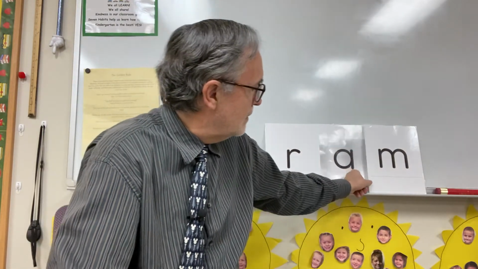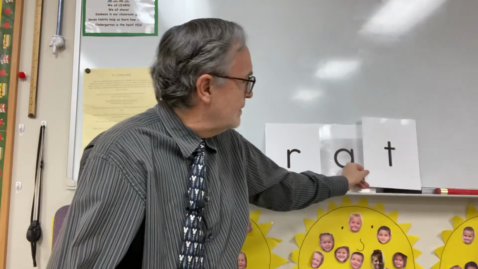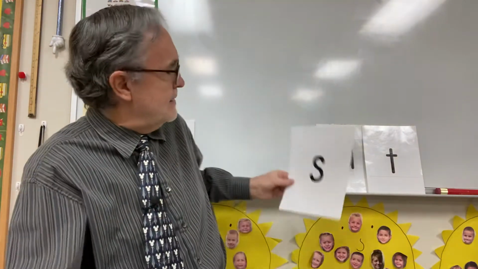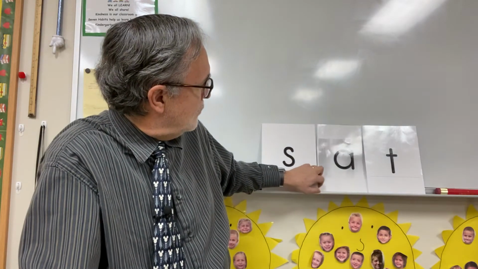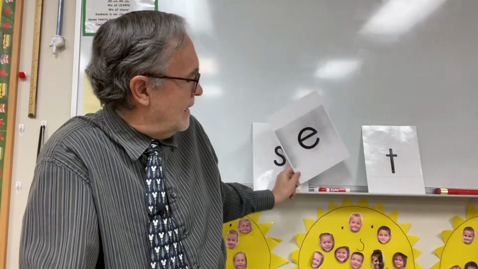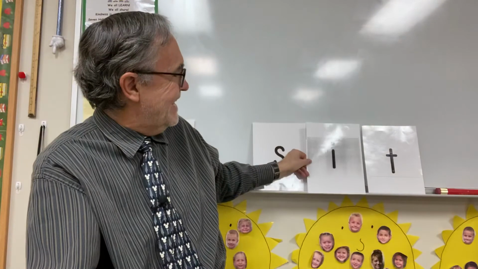Rat. Take away the m. Put in t. Rat. Now I'm going to change rat to sat. Sat. Take away the r. Put in s. Now I'm going to change sat to set. Set. Take away the a. Put in the e. I already had it here. Set. And last, I've changed set to sit. Sit. Take away the e and put in i. Sit.